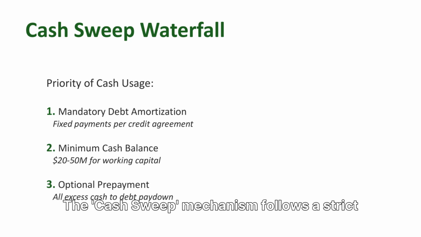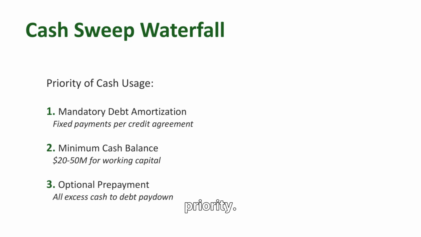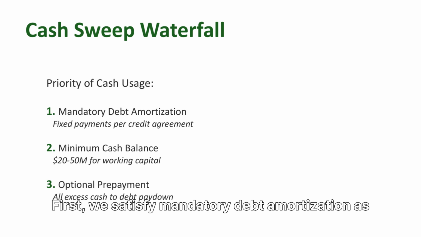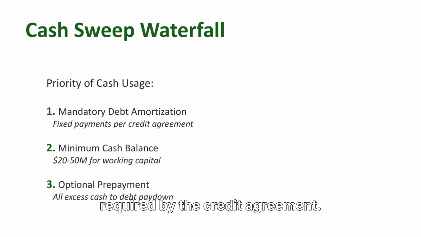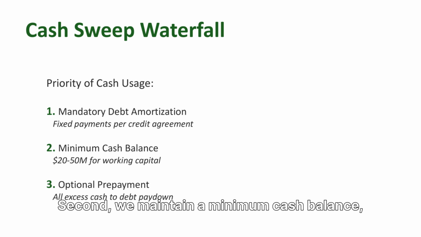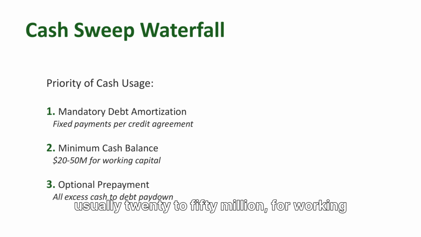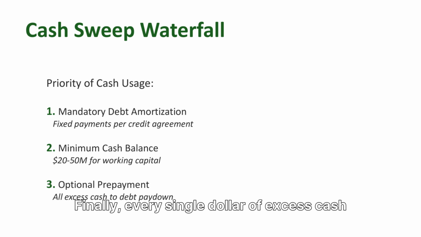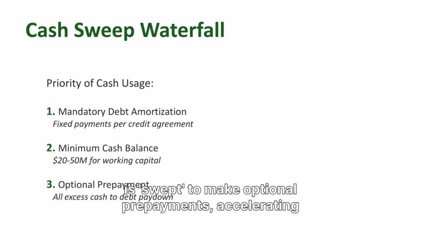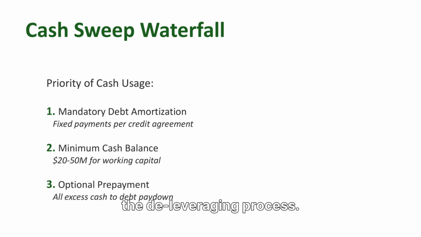The cash sweep mechanism follows a strict priority. First, we satisfy mandatory debt amortization as required by the credit agreement. Second, we maintain a minimum cash balance, usually $20 to $50 million, for working capital needs. Finally, every single dollar of excess cash is swept to make optional prepayments, accelerating the deleveraging process.